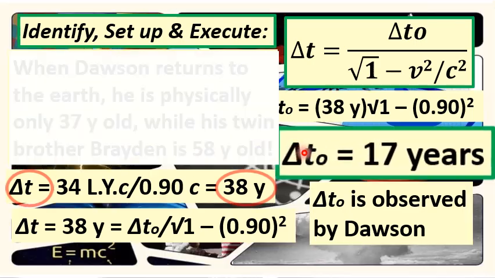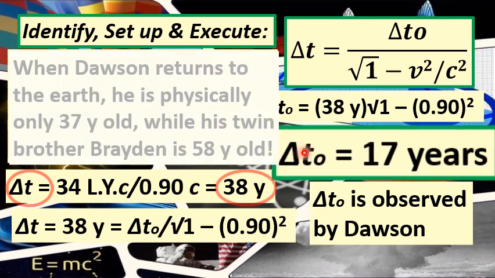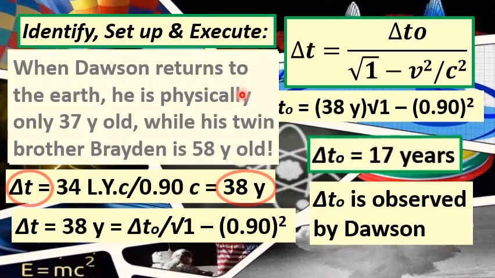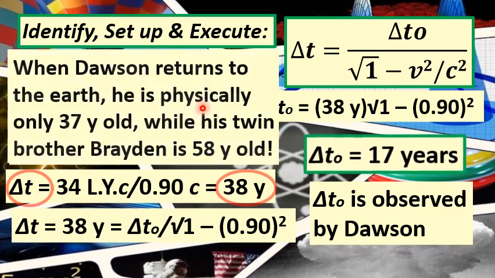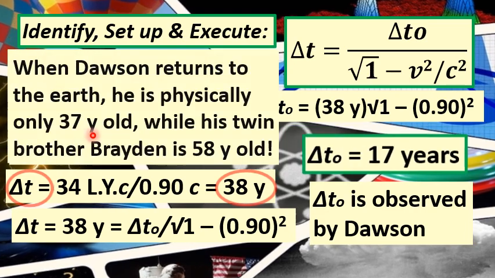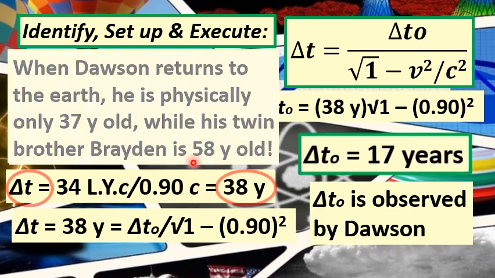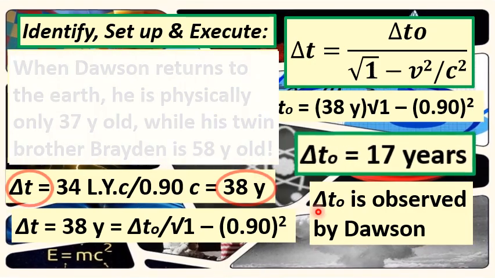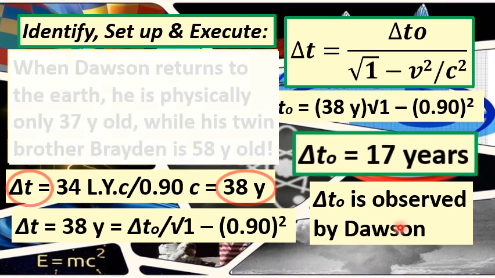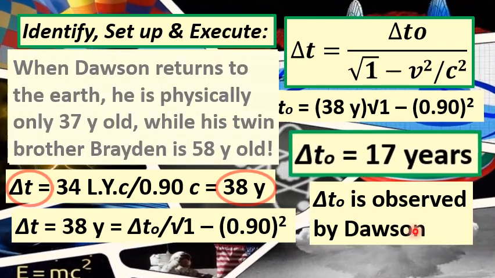So, our answer to the question, therefore, is that when Dawson returns to the Earth, he is, in fact, physically only 37 years old, while his twin brother, Braden, is already 58 years old. So that concludes my lecture on this topic.